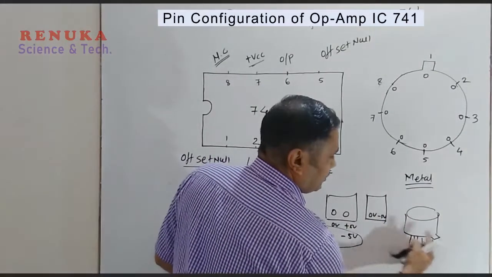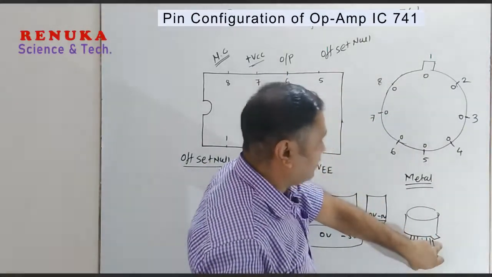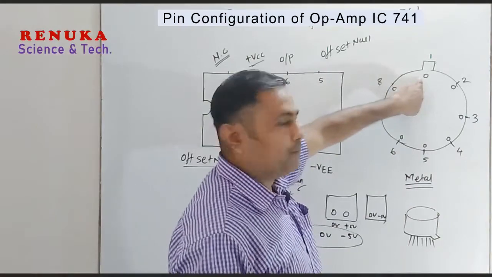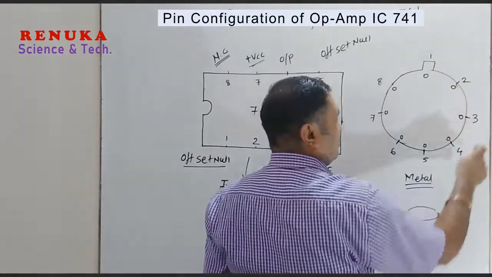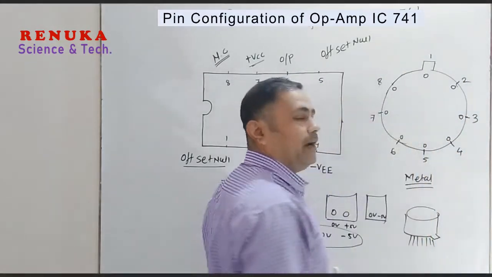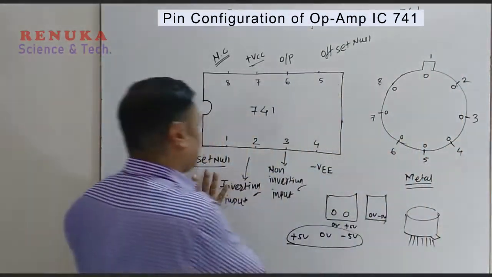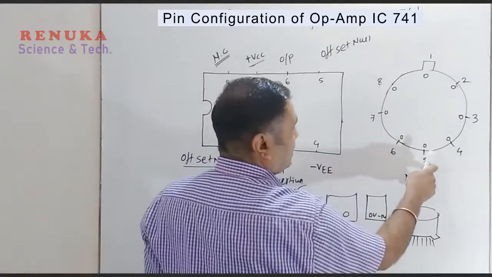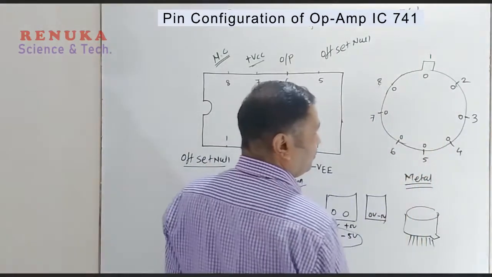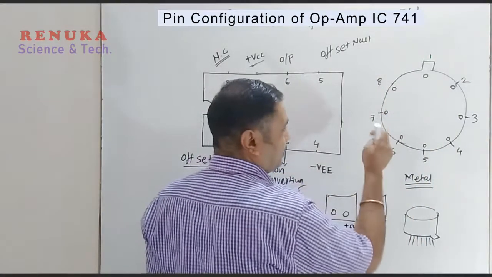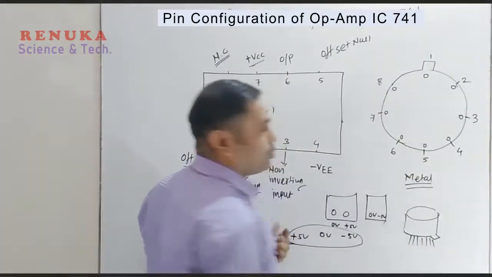So these are the circular connections like this. It has a notch shown here, and this notch shows pin number 1. And clockwise we can remember the pins 1, 2, 3, 4, 5, 6, 7, 8. So it is also an 8 pin IC, and the functions of the pins are the same as that of this. That means pin number 1 and 5 for offset null, pin number 4 and 7 for power supply, pin number 2 and 3 for inverting and non-inverting inputs, pin number 8 has no connection, pin number 6 is for output. So the pin configuration for this metal IC is also the same.